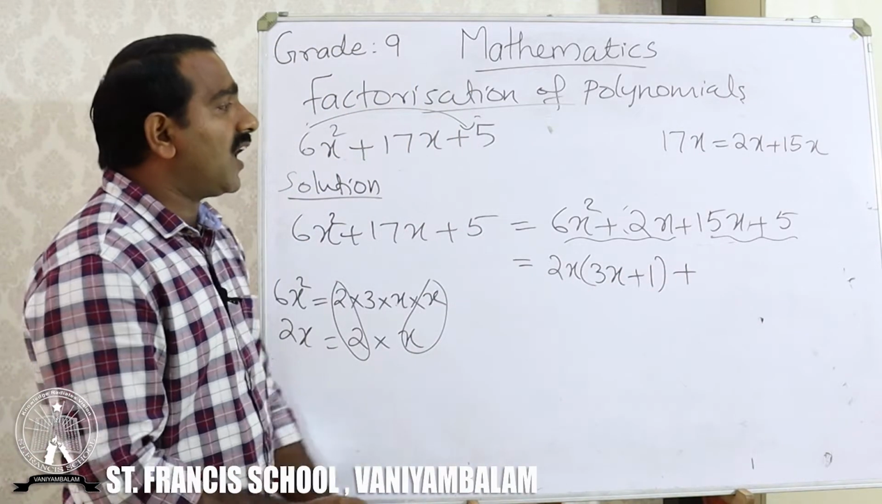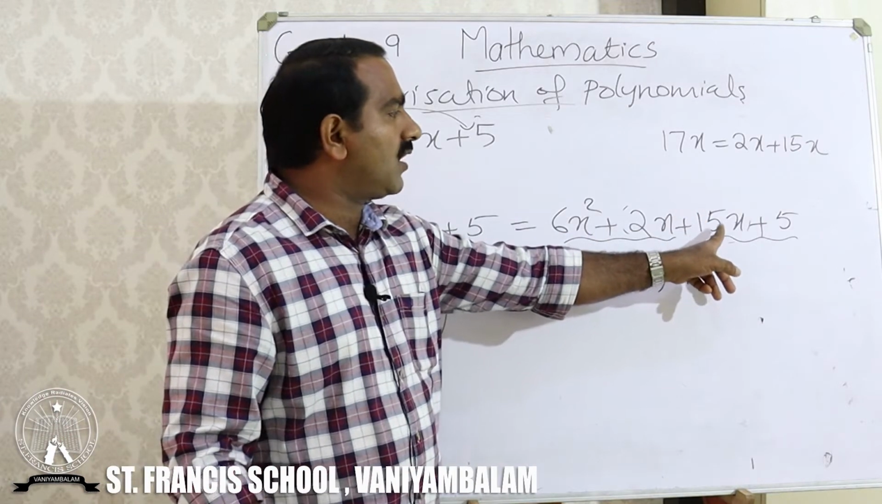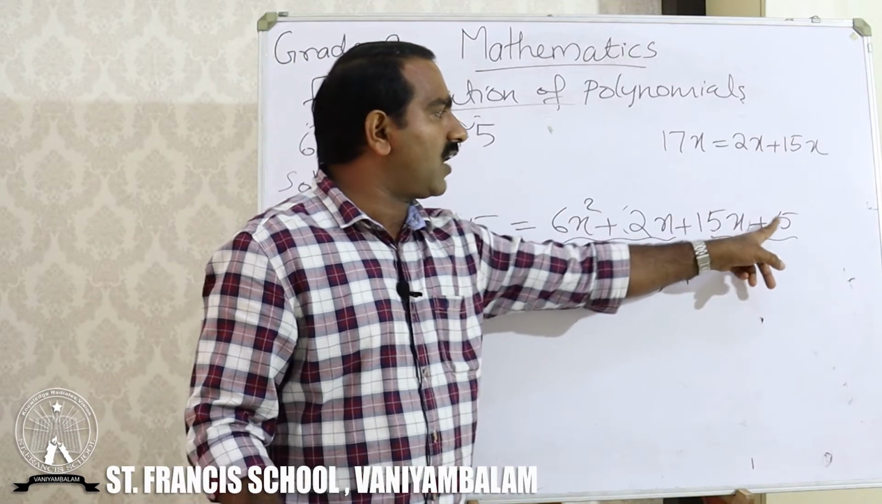Plus, similarly, from the third and fourth terms, what is common? 15 and 5. We know 5 and 15.